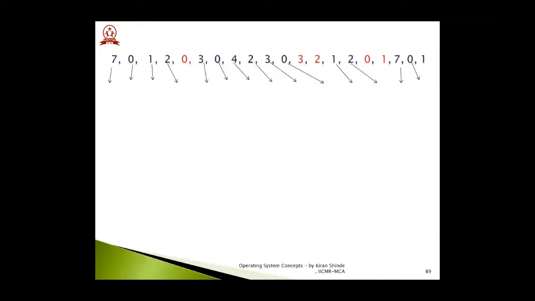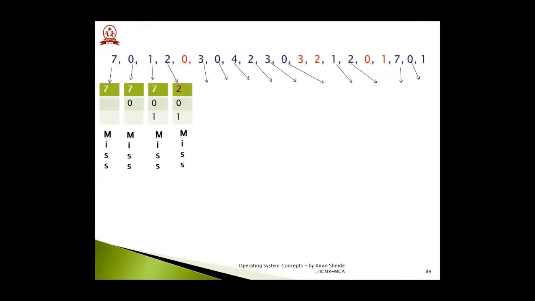Now, here I have again explained this example with a simple animation so that step by step you can understand. I will again explain for the first 4 steps. After 7, 0 will be brought into the memory. After 0, 1 will be brought into the memory. So all these are 3 different page replacements which have happened with the number of frames equal to 3. For page number 2, as the top element is 7, 7 will be replaced by 2.